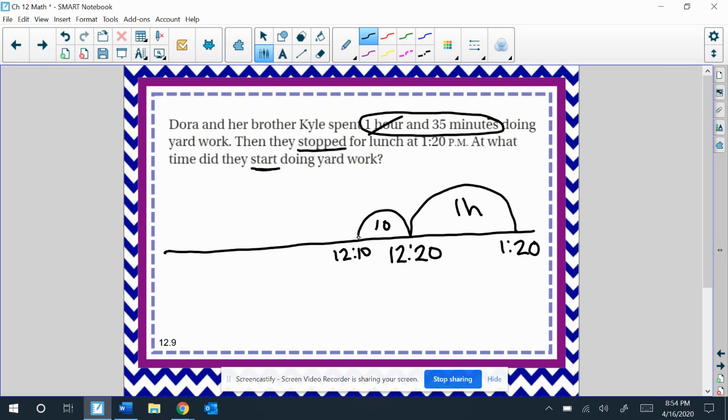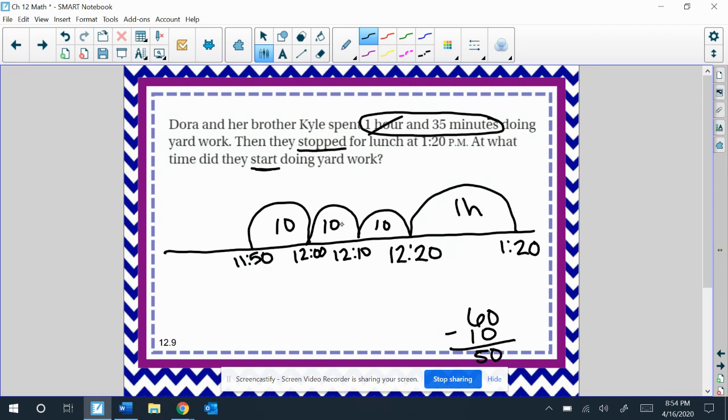Now, I'm not done. I need to go back another 10. That gives me 12 o'clock. And that's 12:00. I still need to go back. I'm going to go back another 10. That is now where I touch my hour hand because I don't have any minutes left. So what I'm going to do is go back an hour. That gives me 11. And if you remember from the previous lesson, in every hour, there are 60 minutes. So I'm going to go 60, and I'm going to go back by 10. That gives me 50. I now have 11:50.